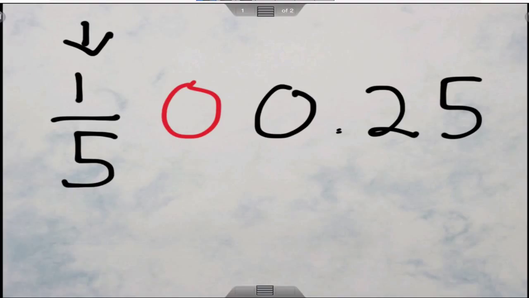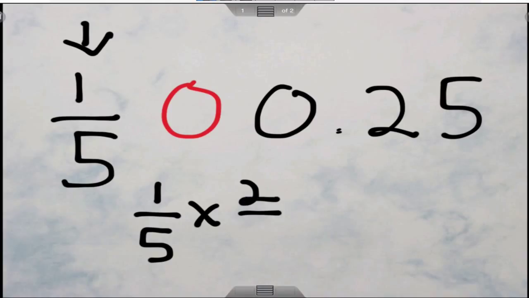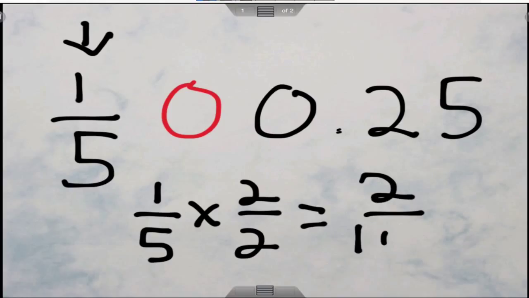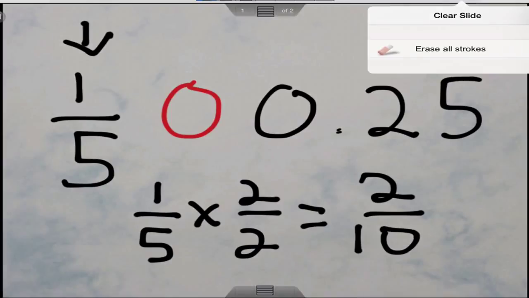So if I look at 1/5, I notice that the denominator is 5. Again, if you remember, I need to make the denominator 10, 100, or 1,000 to convert it into a decimal very easily. So I can make this into a 10 by multiplying the numerator and denominator both by 2. If I do that, I have 2 over 10, and 2 over 10 is 2 tenths.